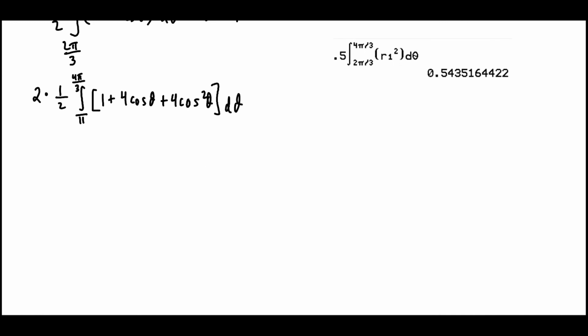It's going to be just as challenging to do, but the idea is exactly the same. The antiderivative of 1 is just theta. The antiderivative of 4 cosine is 4 sine theta, and the limits are going from, let's just make this a little neater. So we have 4 theta. The limits are going from pi to 4 pi over 3.